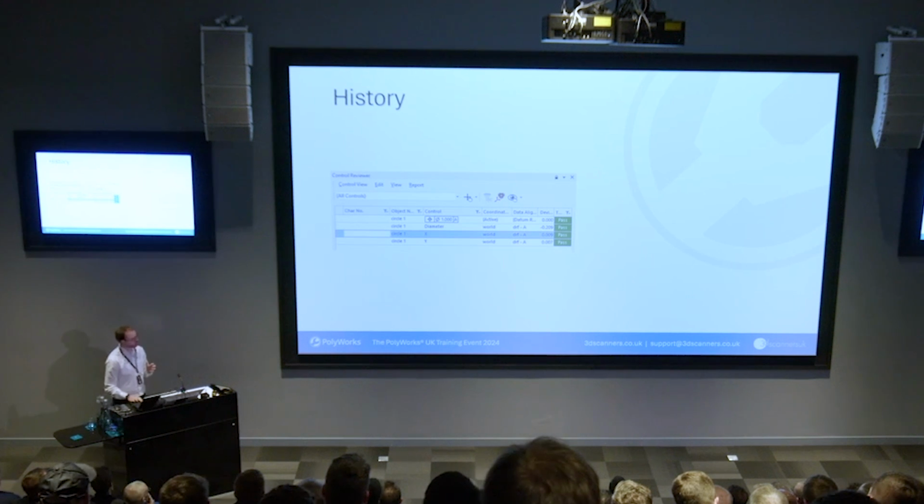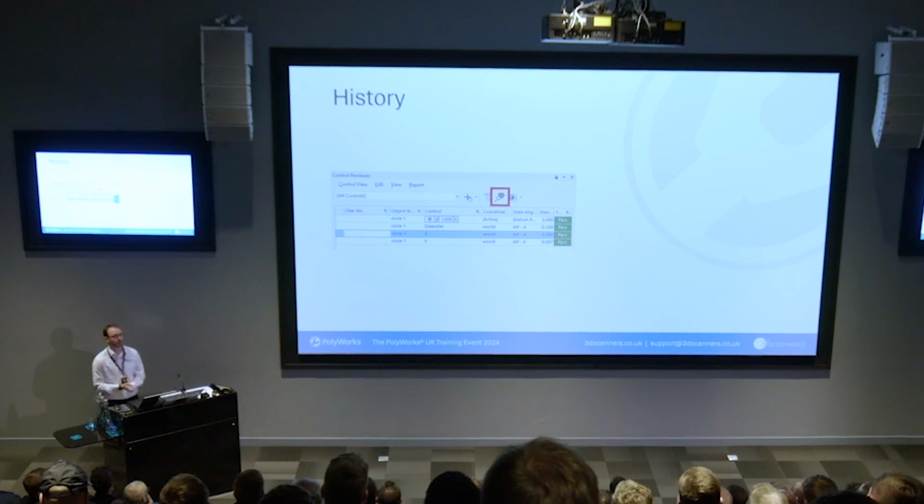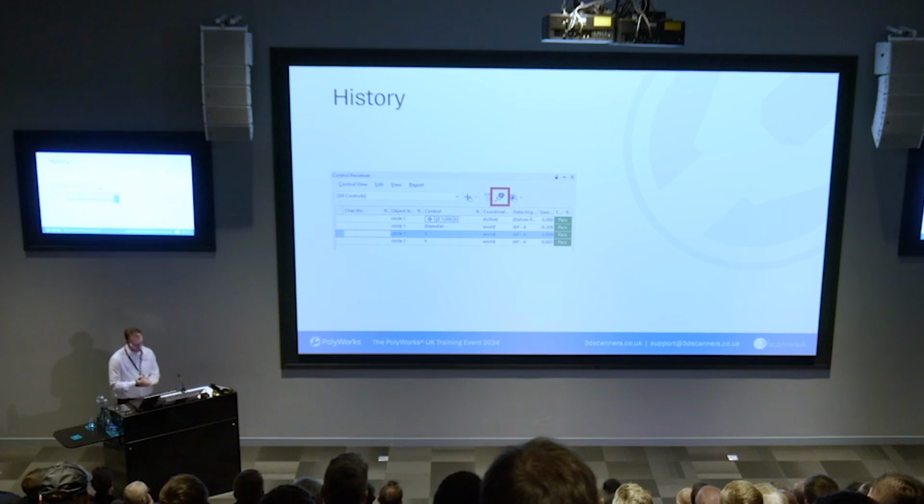Okay, so historically, this is the control reviewer. Essentially, what you can do is edit the context of these controls. So the little highlighted icon there, you can see, for example, circle 1, currently the coordinate system for the diameter, X, Y, and Z has been set to DRFA. So this is how you did it previously. You would have to go into the control reviewer and set the context of these controls.